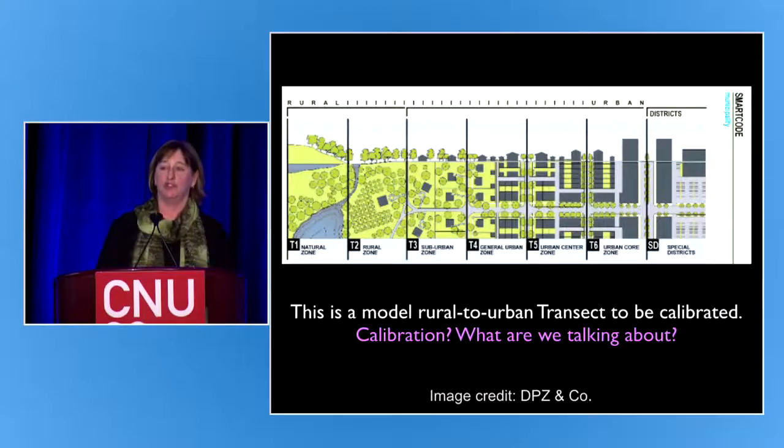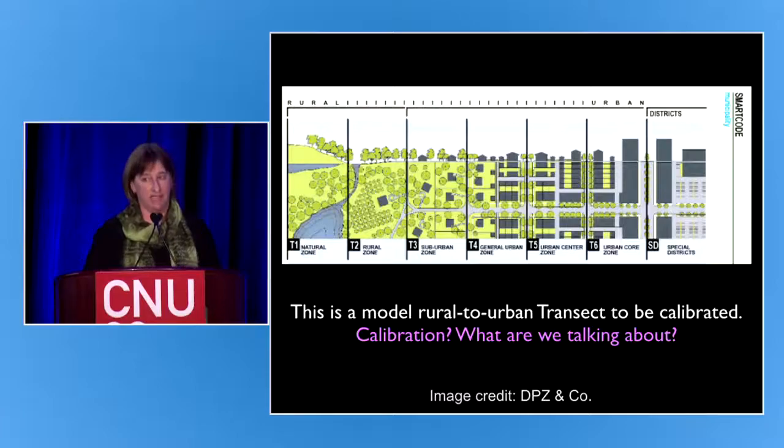This is a model transect. It needs to be calibrated. And if you've heard this term calibration and you're not quite sure what that is, it just means customizing. I mean, there's calibrating of the code. If you have a model code and you need to customize it for your place, you need to calibrate metrics for your particular place, but also all kinds of customization, and I'll speak about a few of those things.